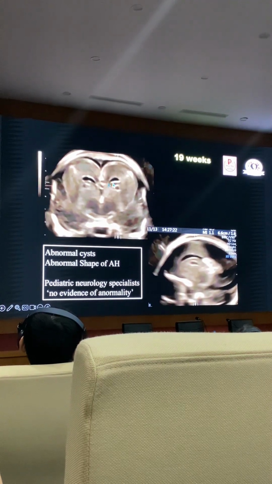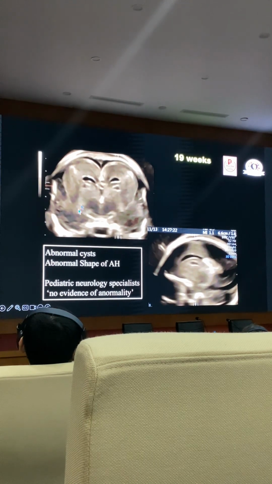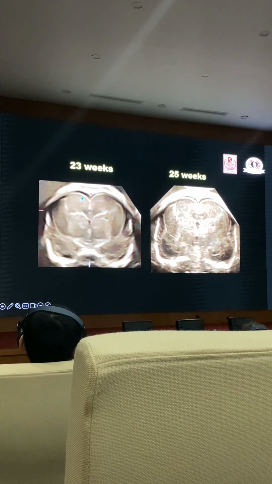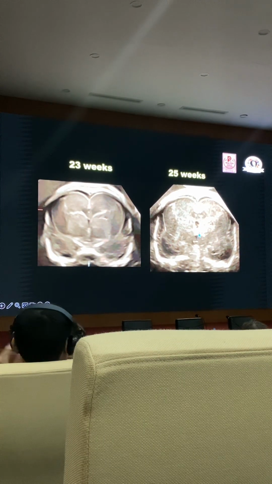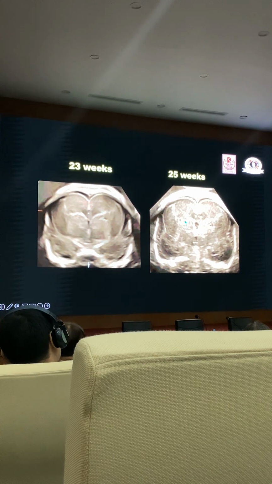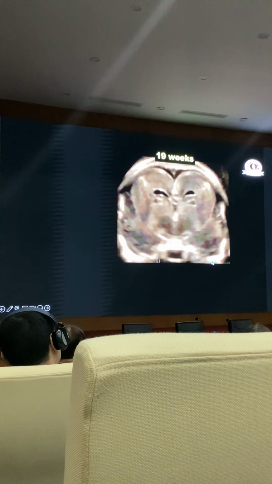2015 case, and there was something somewhat abnormal at 19 weeks of gestation. There's a cyst, and I sent the patient to the pediatric neurology specialist, but she said no evidence of abnormality. So they continued the pregnancy. At that time we didn't have whole exome sequencing, so they continued the pregnancy to 23 and 25 weeks of gestation. Everybody knows 25 weeks of gestation. The Sylvian fissure, very abnormal, right? And this is a microcephaly, and this is the TUBA1A abnormality.